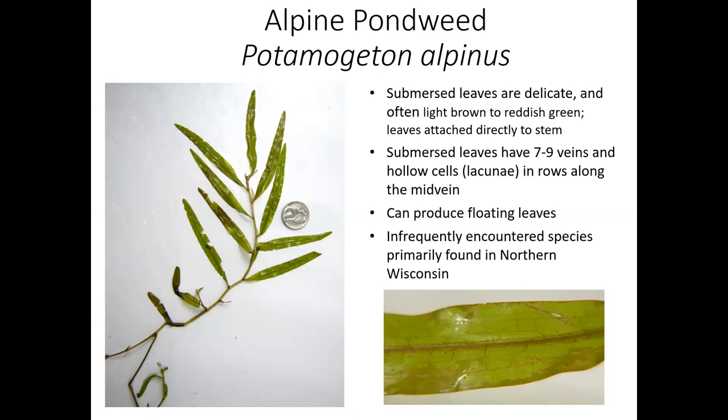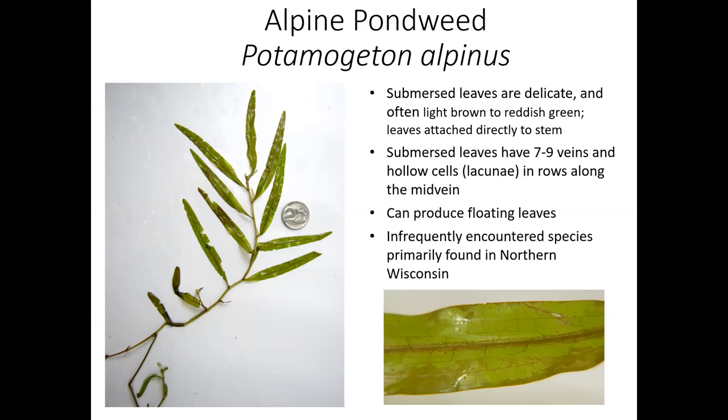Color can vary quite a bit in aquatic plants, but this species is often a light brown or a sort of reddish green color. This reddish color is especially evident if you dry this plant. Oftentimes it'll get that kind of red-brown hue to it. The leaves attach directly to the stem, and so they're not held off by a petiole or any sort of leaf stalk. The number of veins for these species typically ranges between 7 to 9 veins.